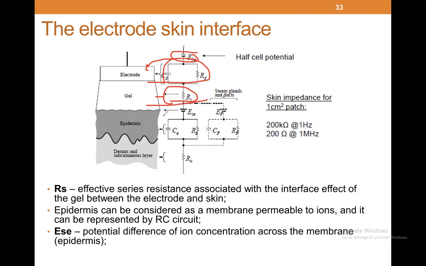The epidermis, we're going to do with a capacitor and a resistor. And in between, this is where your ions are going to be going in and out, so the potential due to that is modeled here. Your epidermis has a capacitor and a resistor, and everything beyond that is modeled with a resistor.